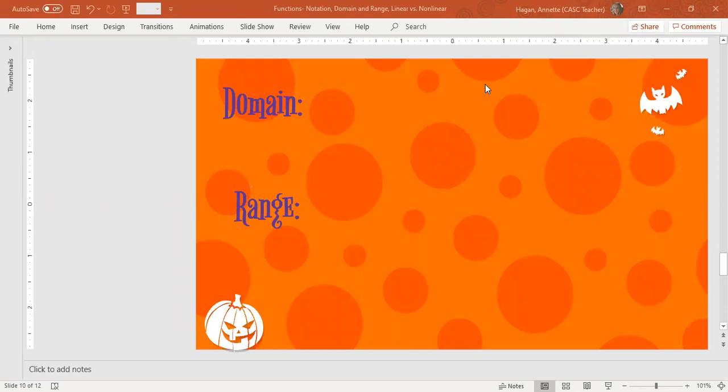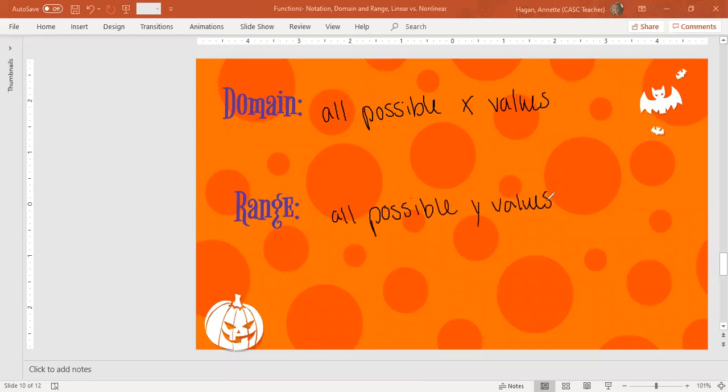Okay? Domain is your all possible x values, and our range is all possible y values. When I say this, it's all possible x values and y values represented by the function, okay? So we're going to get this copied, and we're going to do some examples for this real quick.